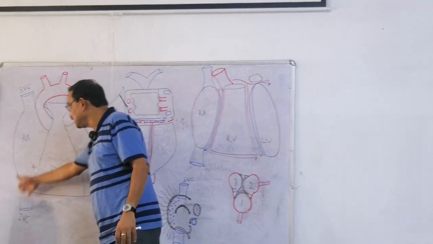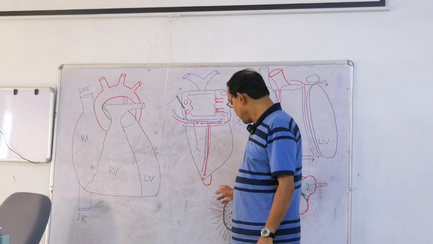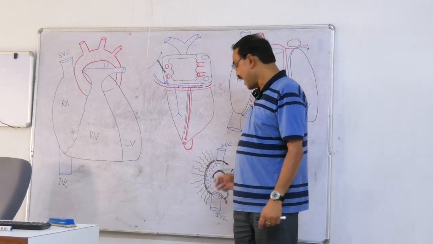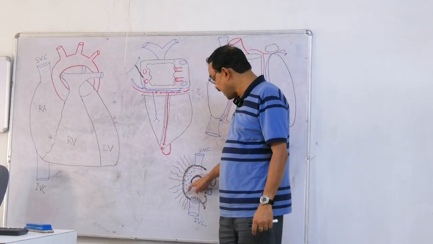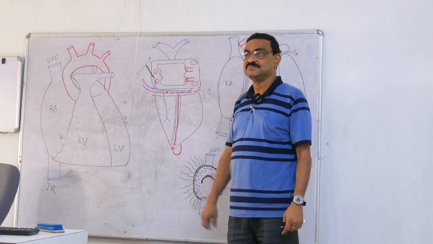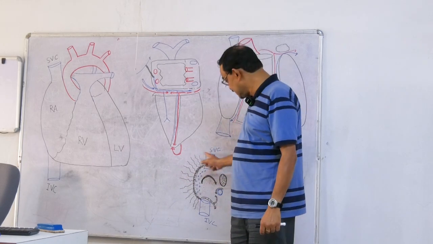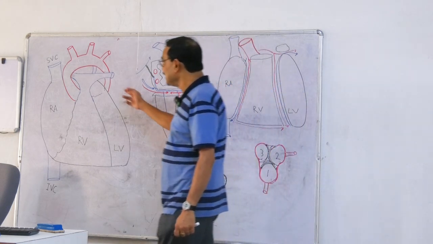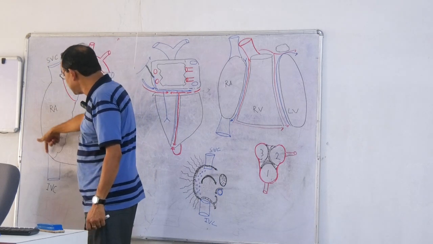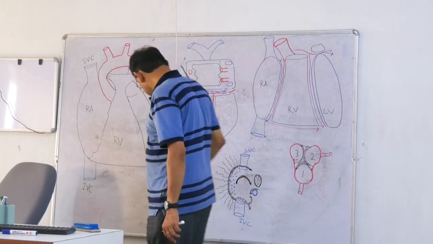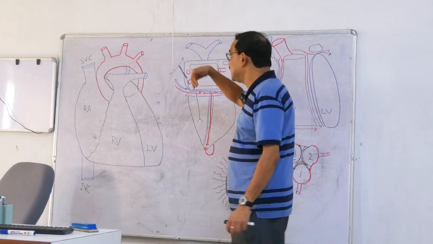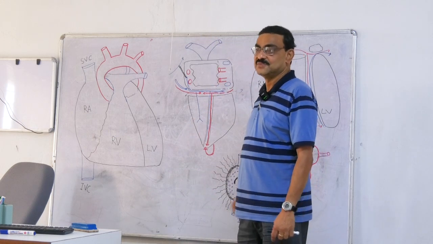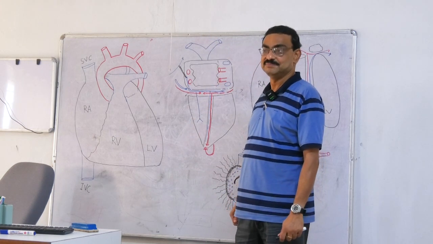If we cut open this right atrium, we can find the anterior rough part, the posterior smooth part, and in between the two, we get a C-shaped muscular ridge, that is called crista terminalis. Similarly, if we look from the superior to the inferior vena cava, just opposite to the crista terminalis over the surface, we will get a depression which is called sulcus terminalis.